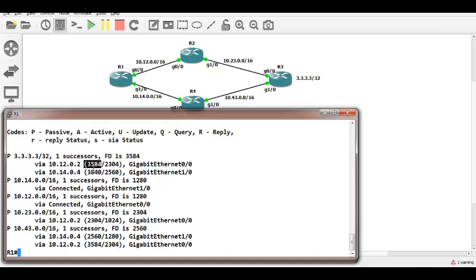And see, the metric is not the same. This is lower than this. How? This is 35, this is 38. 3584. So right now you have only one successor. You understand what I am saying? Do you follow?